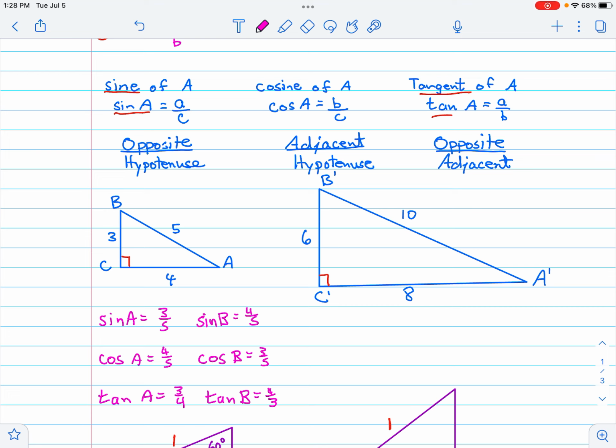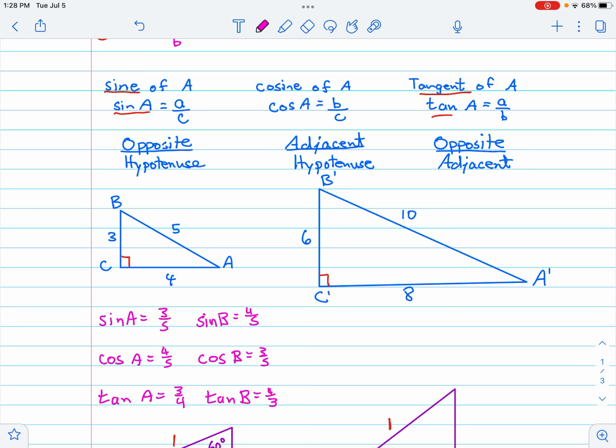So every angle is going to have its adjacent side and its opposite side. And it's essential that we understand which is which. Now, let's suppose that I take this triangle, ABC, and expand it, make it bigger to A prime, B prime, and C prime. In other words, I multiplied every side by 2.